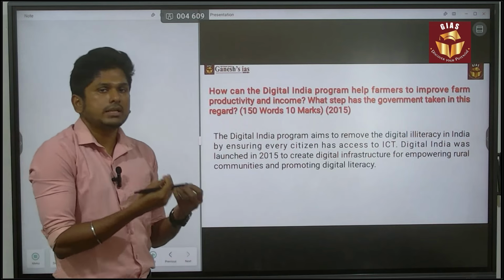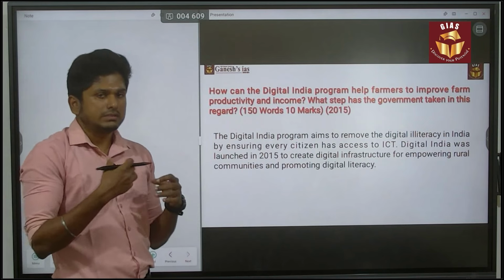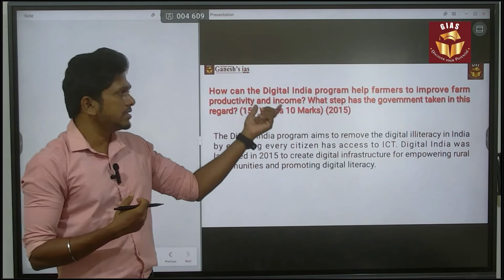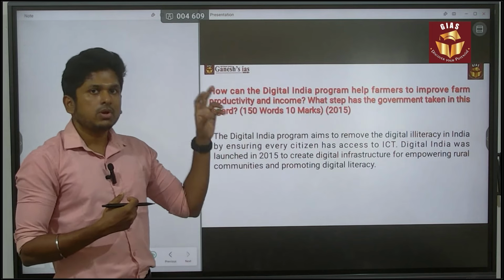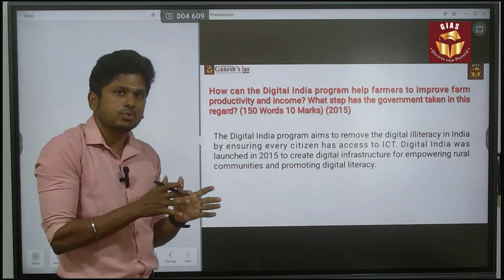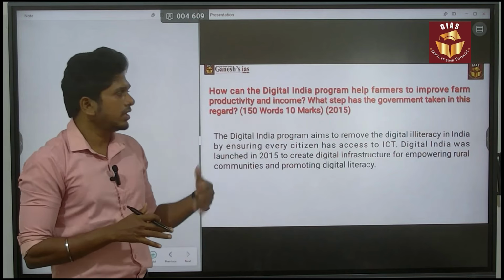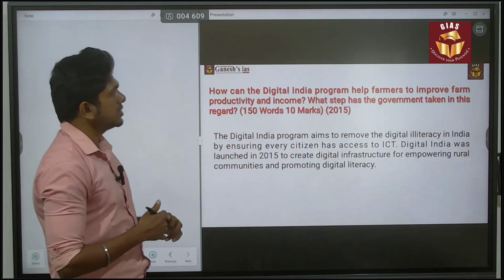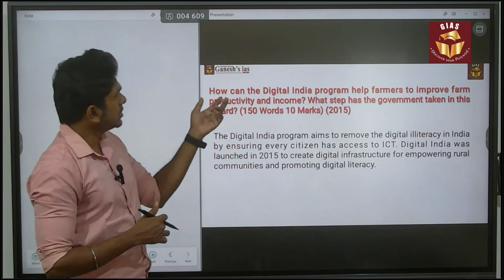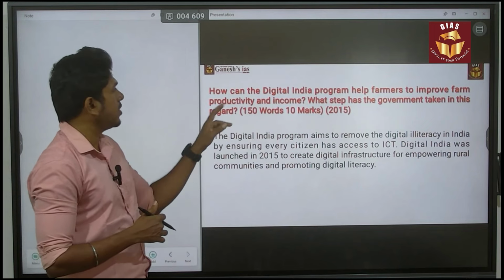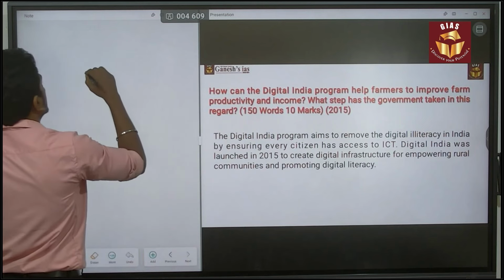What is the Digital India program? When it comes to these kinds of questions, the main keyword here is Digital India. So it's better to just stop at that in the question. You have to give what the Digital India program is. That is more than enough. The next part of the question is asking how the Digital India program is going to help farmers improve farm productivity and income.